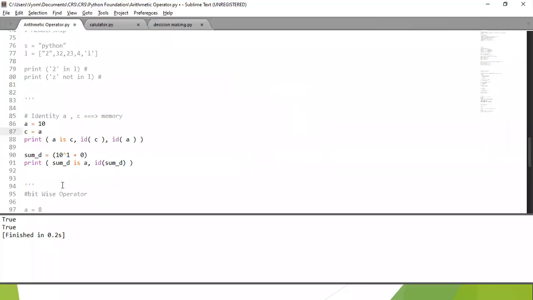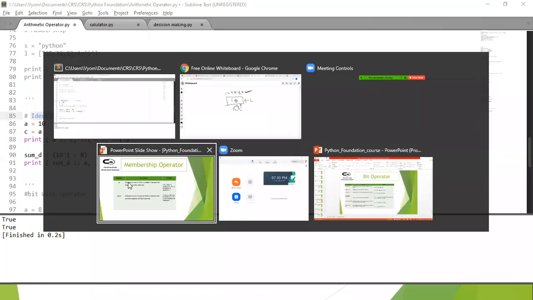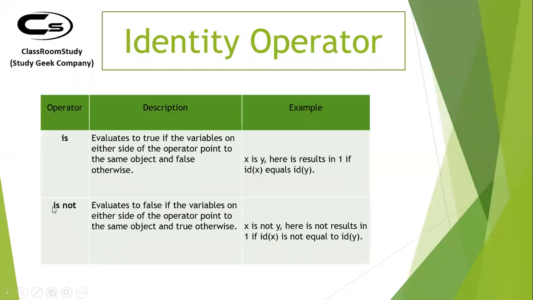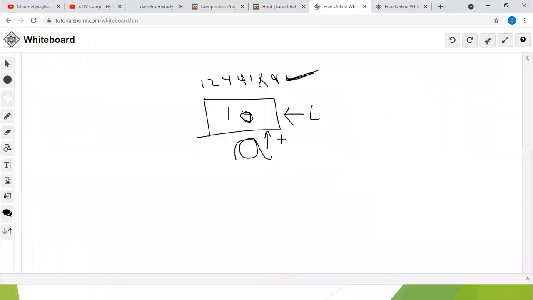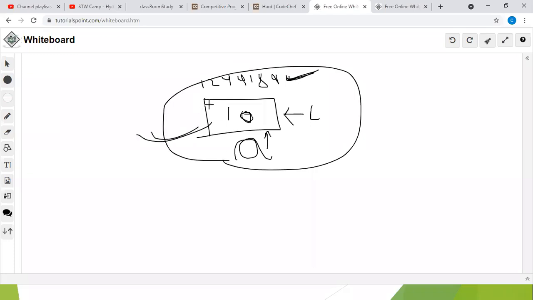And how do you find that out? Don't focus on the identity operator. Identity operator again has only two operators, is and is not. Is evaluates to true, again true and false. It also returns an output in the form of true and false. Evaluates to true if the variable on either side of the operator points to the same object, and otherwise false. It says if both of these operands are pointing to the same object, the same address, then it will return true, otherwise it will return false. Simple.